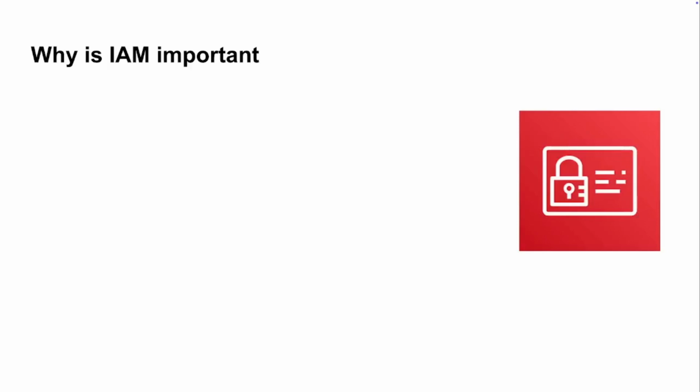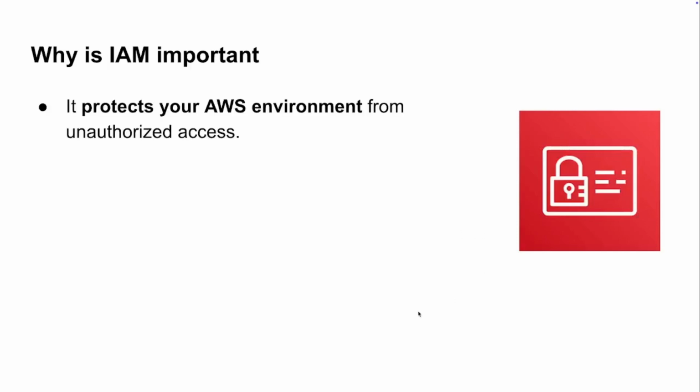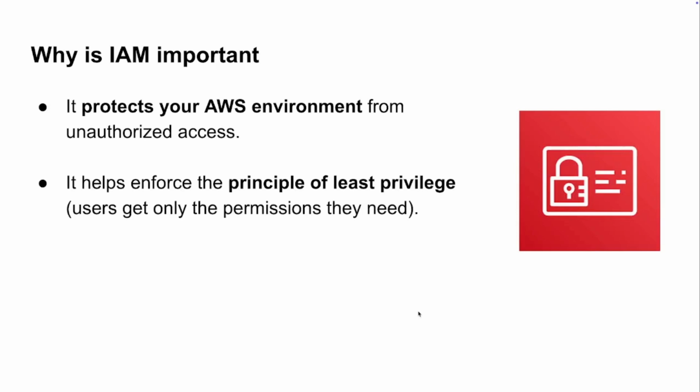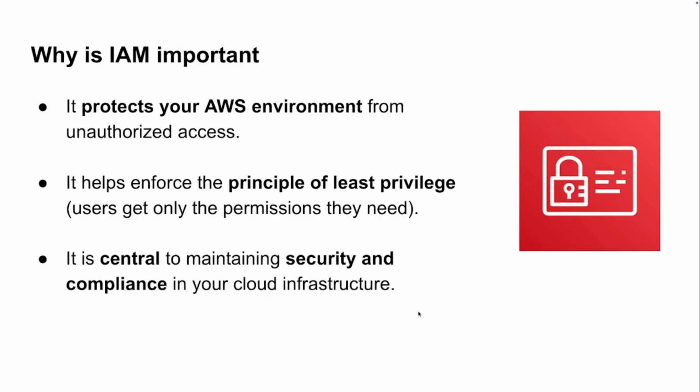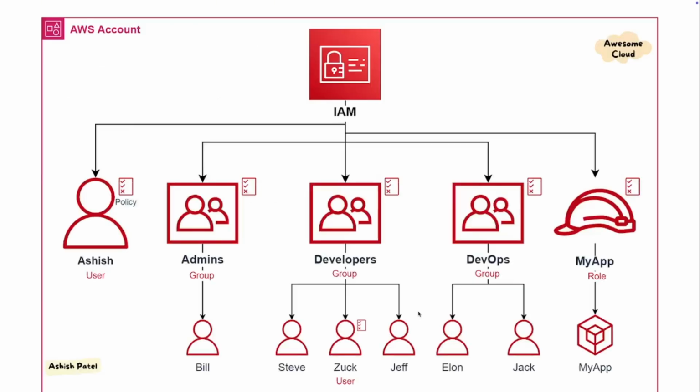So why is IAM important? It protects the AWS environment from unauthorized access. It helps enforce the principle of least privilege. Users get only the permissions they need. So what this means is you give access to only the resources or only the component that a user needs. It's essential to maintaining security and compliance in your cloud infrastructure.